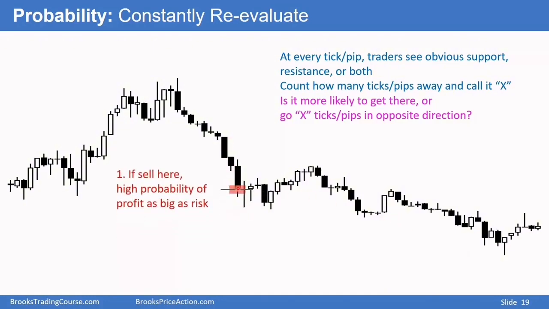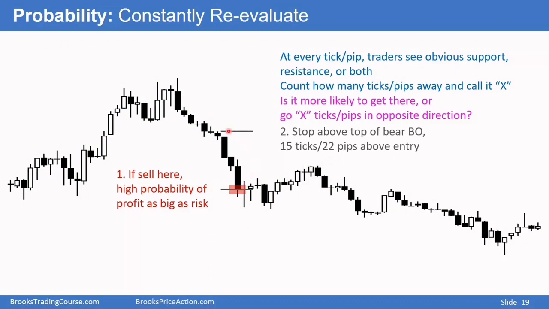High probability of making money if I sell here and I manage my trade correctly. High probability that I can make as much money as I have to risk. In general, if you see a strong breakout like that, you know you're probably going to make money. A 60% chance you're going to make a reward equal to the size of the breakout. Either the high or open of this bar to your entry price here, 60% chance in general, it's going to fall at least that same distance.